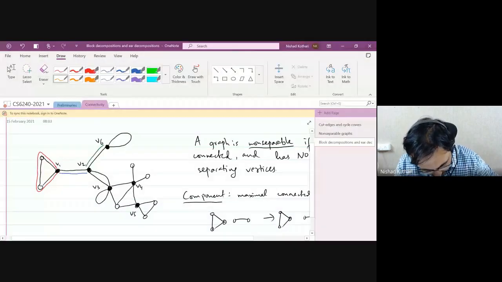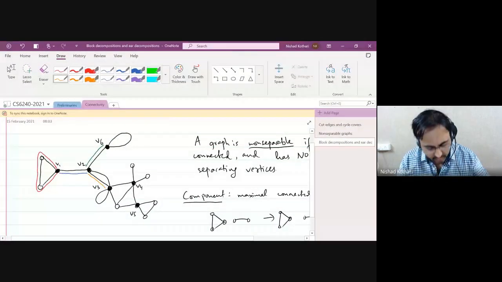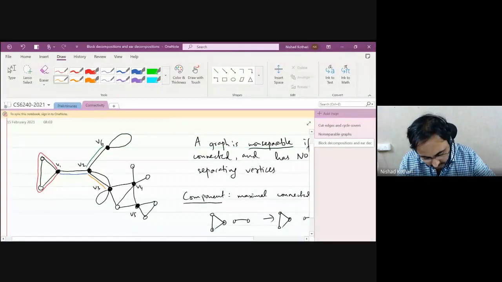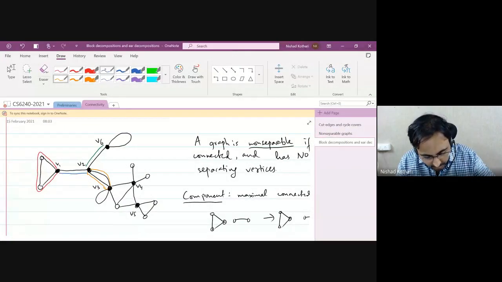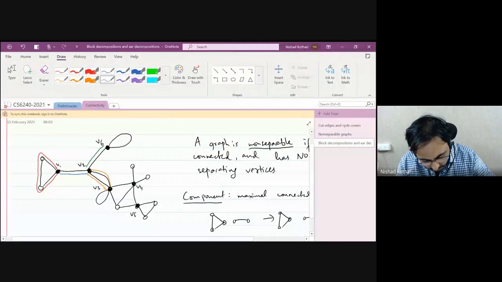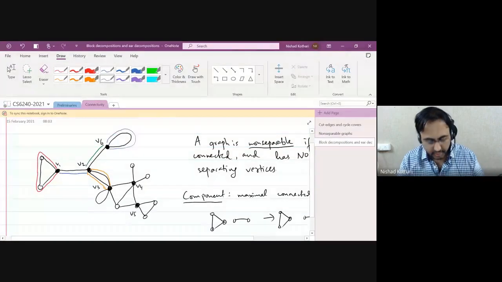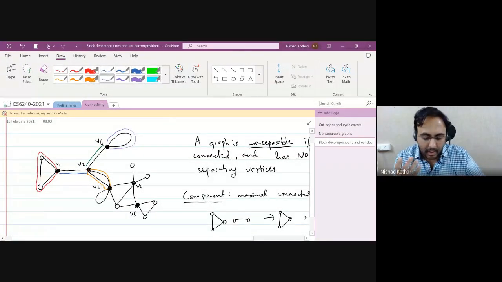Here's another block, orange colored. It includes this edge, so it is both the edges, both the parallel edges. Here is yet another block, just that loop along with the vertex. So when I'm showing blocks as edges of the graph, that is one way to visualize blocks.